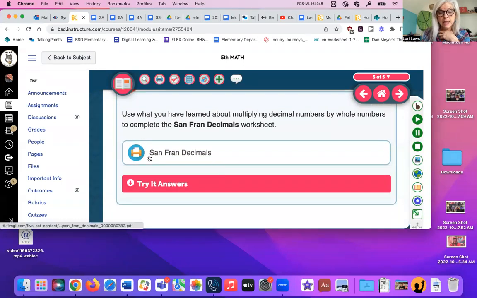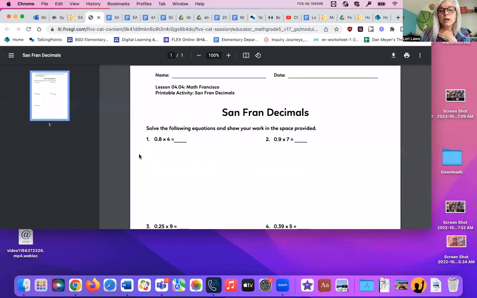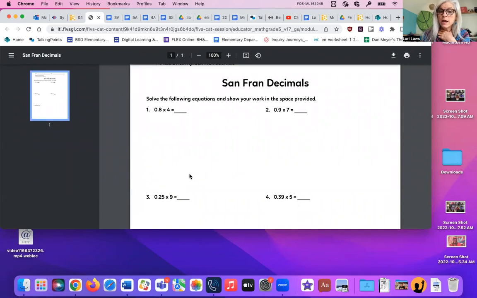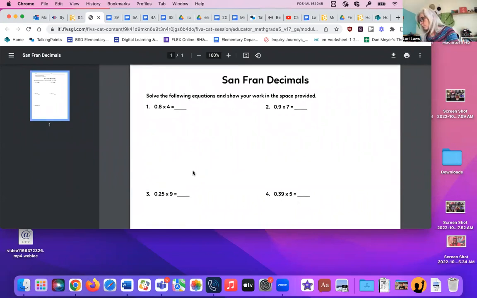It's still the same problem. Here's a worksheet. This time you are not submitting this worksheet, but you are practicing it. So you need to print out this worksheet or get it in your notebook and practice doing your multiplication.